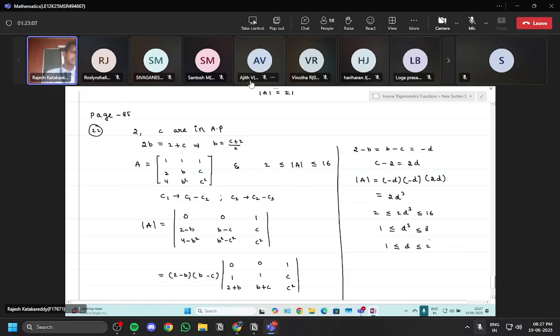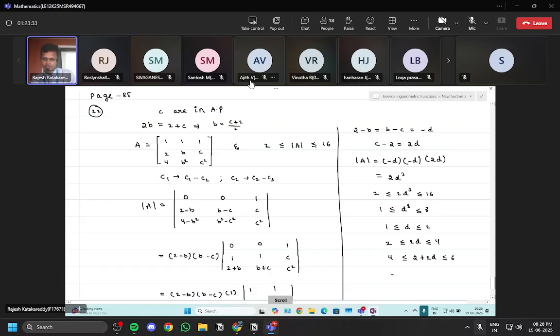Now C is the third term. C is equal to first term plus 2 times the common difference. For that, multiplying by 2: 2 less than or equal to 2D less than or equal to 4. Adding 2 on both sides: 4 less than or equal to 2 plus 2D less than or equal to 6. So therefore we can write that C belongs to the closed interval 4 to 6.